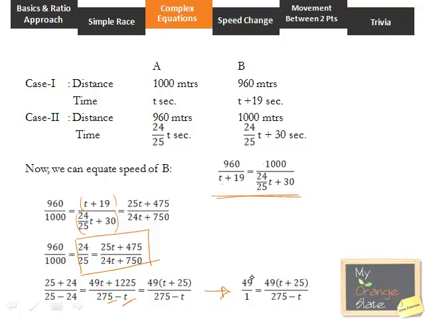And since 49 we cancel, we get 275 minus t is equal to t plus 25, or t is equal to 125. That is time for A to cover 1000 meters. So this is 125.